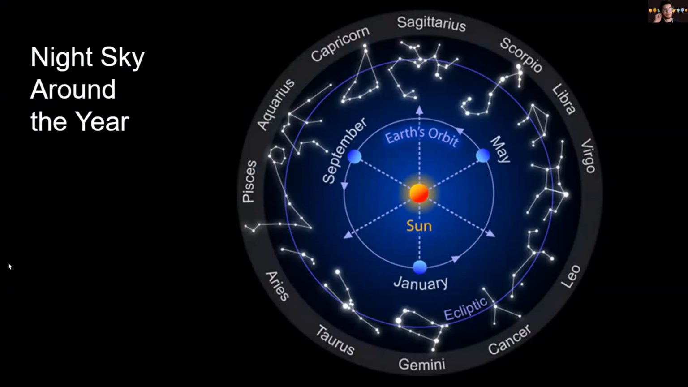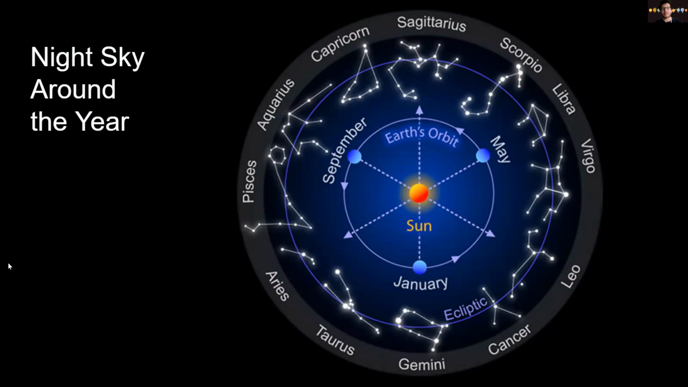So we're talking about the spring sky. And so I thought I'd just cover what we mean by that and why the night sky is different in different times of the year. So you can see in this diagram that as the Earth moves around the sun, the area in space that you're looking at different times of the year is different.